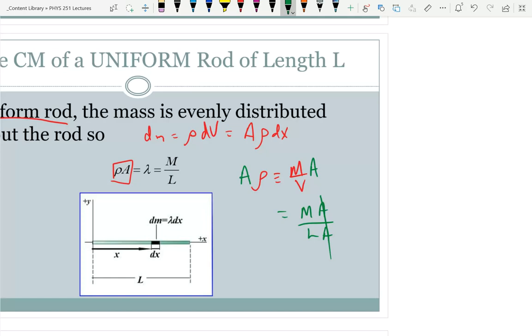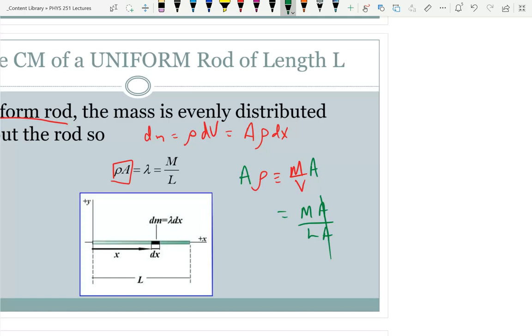So here it's uniform because it is our first problem of this type. We are going to do non-uniform stuff, and sure, it can show up on your next test. So I have what dm is. dm is going to be lambda dx.